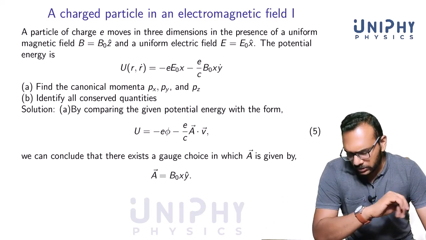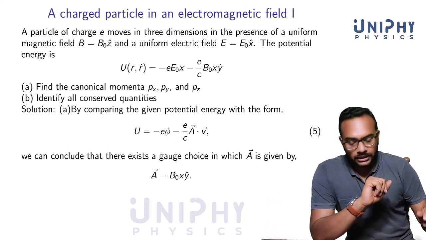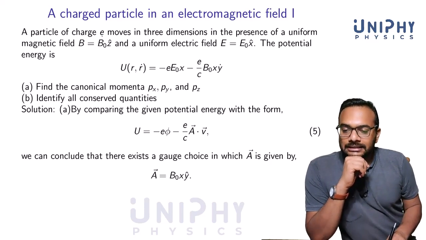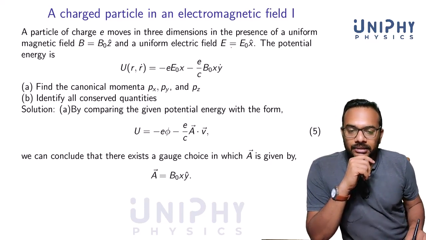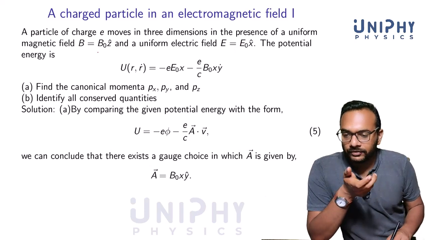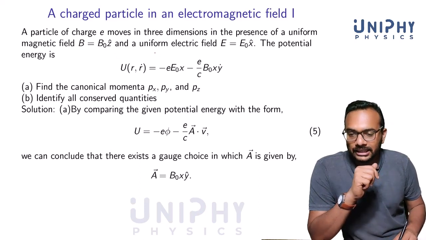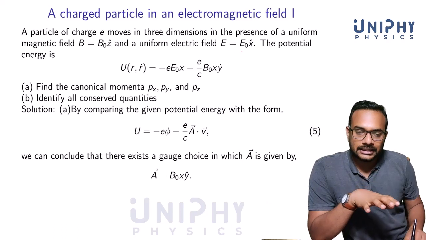Let's just do one more problem before we conclude. A particle of charge E moves in 3 dimensions in the presence of a uniform magnetic field B equal to B0 z hat. That's a nice magnetic field. It has a component only along the z direction. And the uniform electric field E equal to E0 x hat.